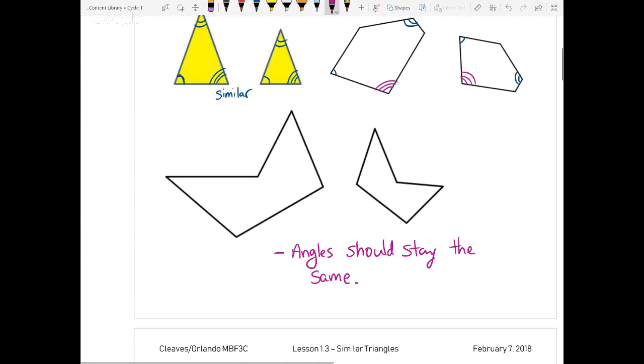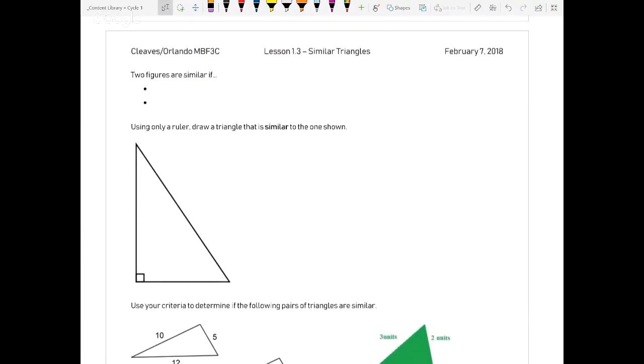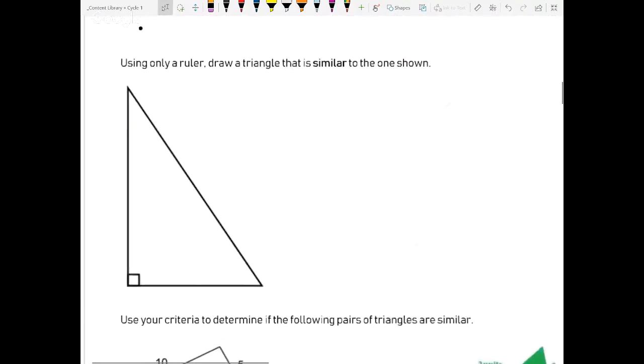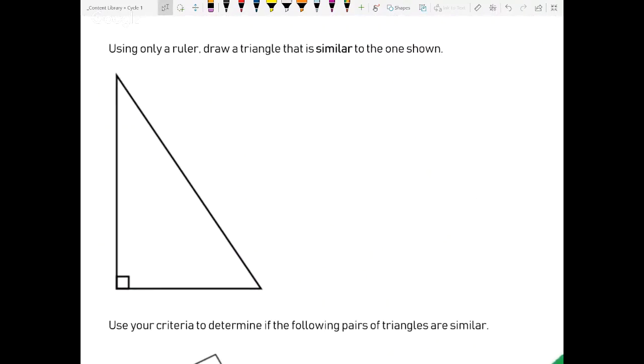All right. What I'd like you to do is use a ruler and just a ruler. And by the way, I made it a right angle triangle, so it'd be nice and easy for you, because right angles are pretty easy to make, right? If you have a phone, you can get a right angle. I want you to take this triangle and make a triangle that is similar to it.